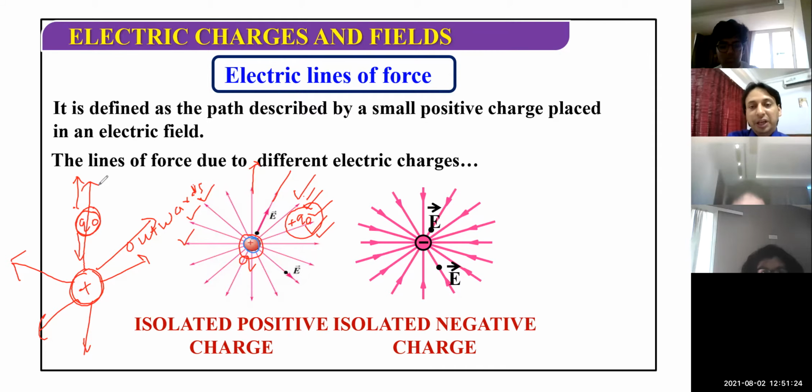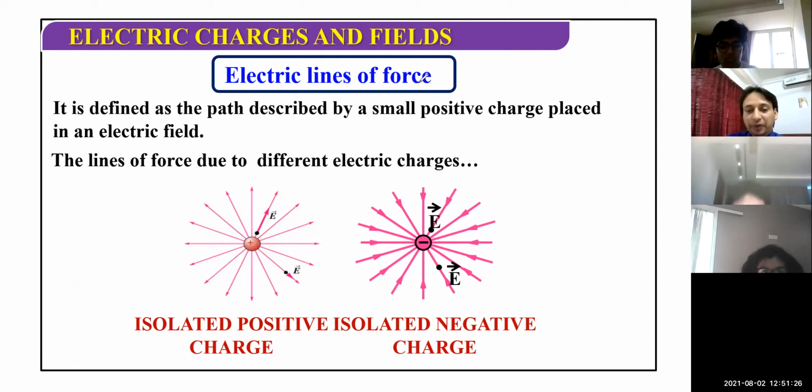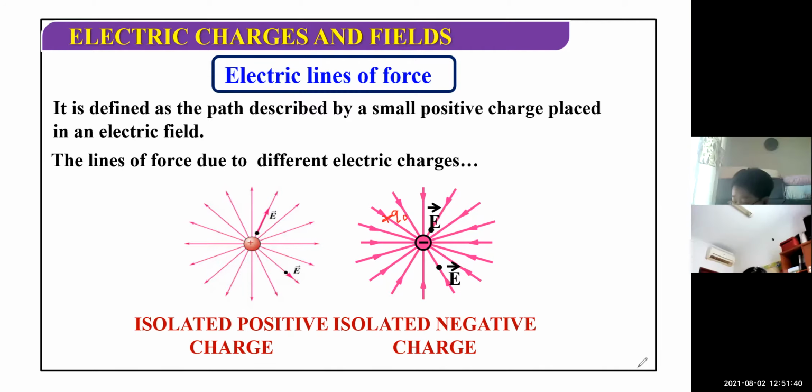But the same charge particle Q naught is placed here. So may I ask this question to Pari? Pari, can you explain what will be the direction of this Q naught? Will this move towards the negative or away from the negative? Towards the negative. Yeah, towards the negative.